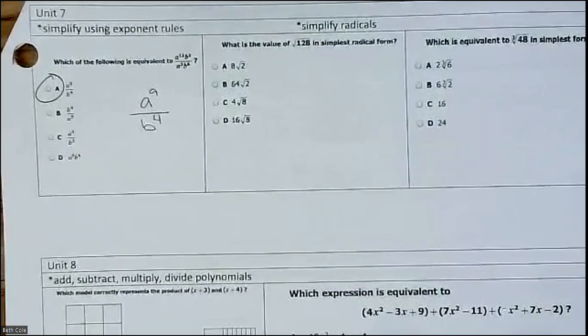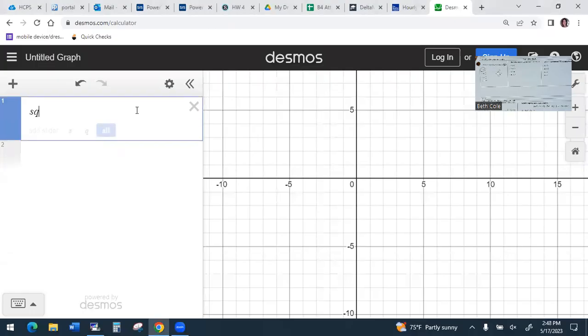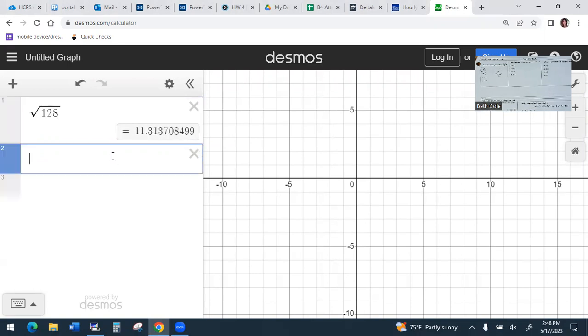Now, all these radicals you can type in the calculator. I just need you to watch, okay? We're going to type square root of, what is it, 128? Look, do you see how it came out to 11.3 and some nonsense? Now we're going to do all the choices. 8 square root 2. Is it the same thing?